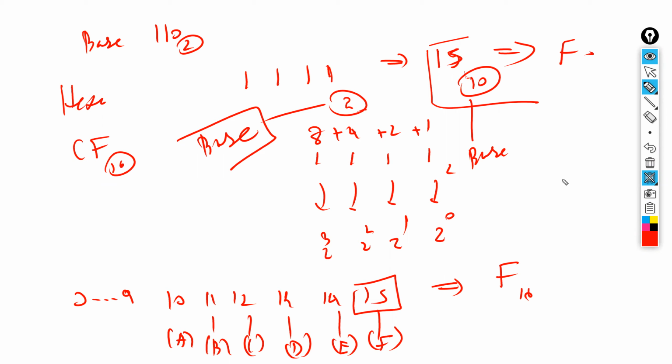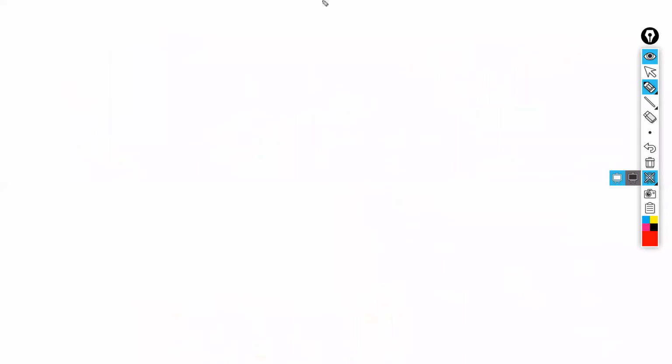How does this 15 come? 15 comes like this. F is 16 to the power 0. Every number to the power of 0 is 1. Now F is actually 15. You have to multiply 1 into 15, which is 15. That's how 15 comes. It doesn't come automatically. When you calculate it, we say C.